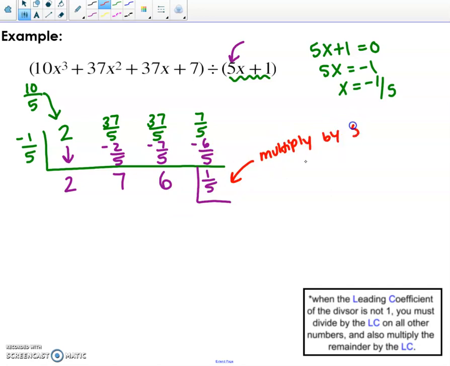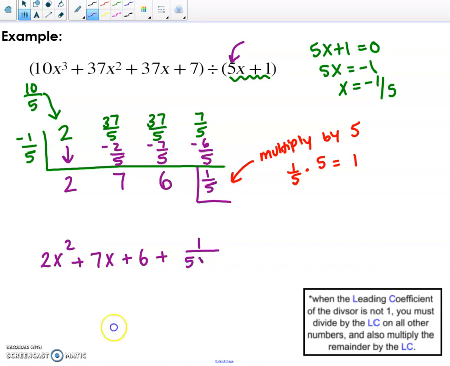So what we have to do here is we have to multiply by 5, because that is what the leading coefficient is. So we have 1/5 times 5, which gives us 1. So our remainder is really 1. So we're going to drop a degree from our original, which was x cubed, so now it becomes x squared. So we have 2x squared plus 7x plus 6. Our remainder is now a 1. So it's plus 1 over our divisor, which is 5x plus 1.